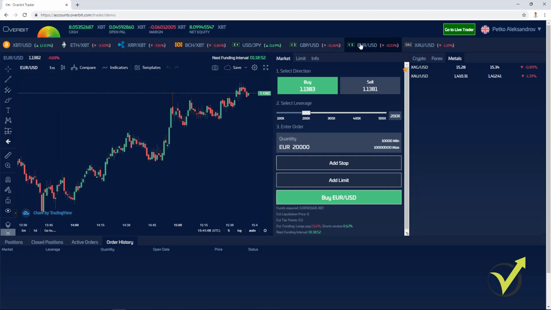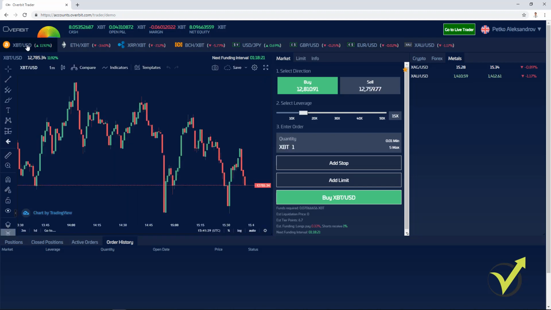Now the special thing about the Overbit platform is that you fund the account with Bitcoins and you are trading with Bitcoins, and if you want to withdraw, you withdraw Bitcoin. So this platform is really suitable for people who own Bitcoins and want to trade with them. Instead of just keeping them and waiting for the price to go up, you can trade with these Bitcoins while they are in your account.